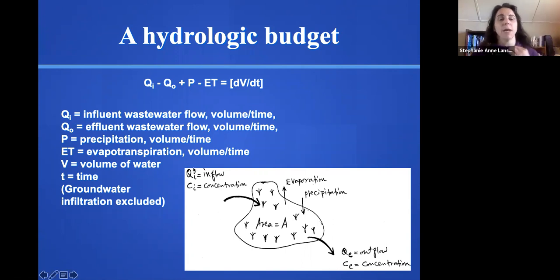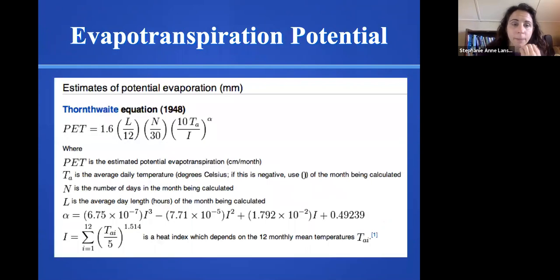So when we just think about hydrology, we're going to have our Qin minus our Qout, plus precipitation minus evaporation, is going to be our equation that we're going to use, which is a function of the change in volume of water in time. Again, in this example, groundwater infiltration is excluded because this is assuming there's a liner. If there's not a liner, then you also need to account for groundwater infiltration in your hydraulic budget.